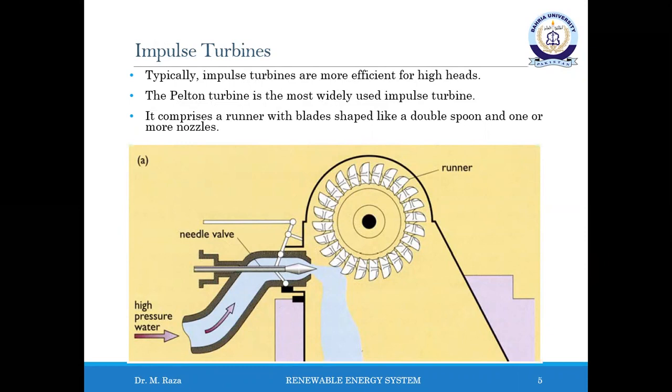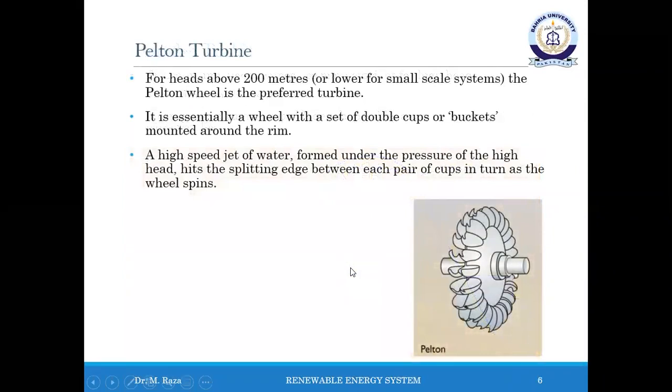Pelton turbines operate in the area shown in this diagram. So here we can control the flow of water that is ejected on the wheel. For a head above 200 meters, or lower for small scale systems, the Pelton wheel is the preferred turbine. It is essentially a wheel with a set of double cups or buckets mounted around the rim, such as shown in this diagram.